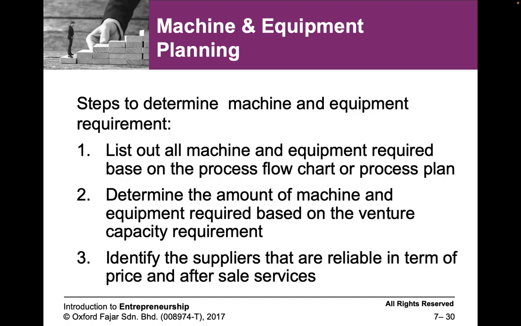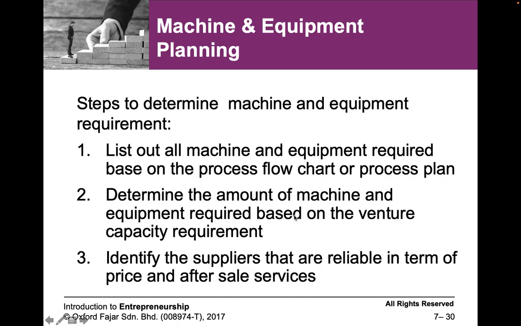Okay, so how to identify the machine and equipment based on the process flow chart that you have done earlier. Because under the process flow chart, you will recognize what are the processes that are required to produce the product. So do these processes need to have a specific machine or not? Do these processes need to have specific equipment or not? Okay, so we can identify by looking at the process flow chart.